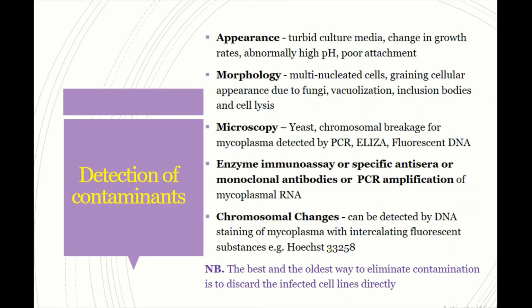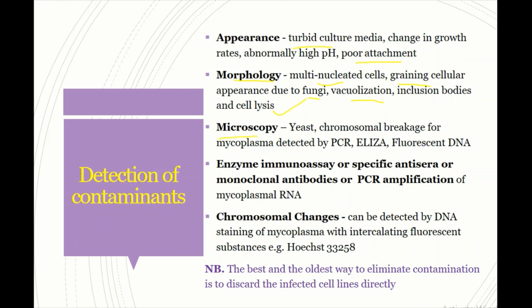How do you detect these contaminants? So the first and foremost is appearance. If you notice turbid culture media, there is likely to be a contamination. Changes in growth rates, abnormally high pH, maybe poor attachment. Also, morphology of the cells, are they multinucleated, which could also probably be a cause of cytotoxicity. Granular cellular appearance due to probably fungi, vacuolization, inclusion bodies, and of course death or cell lysis.